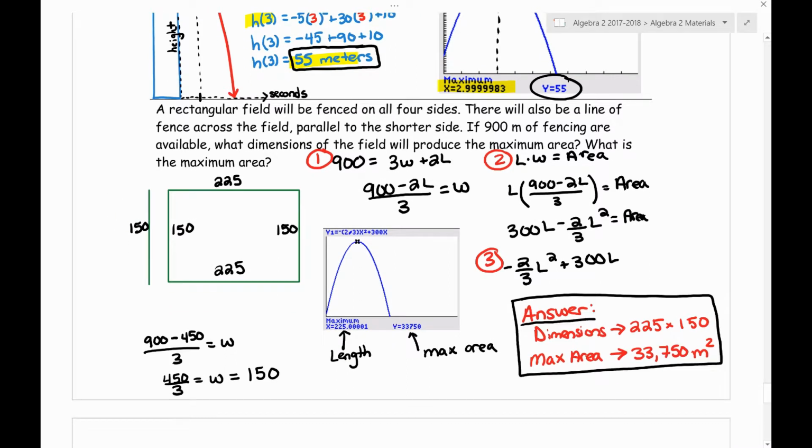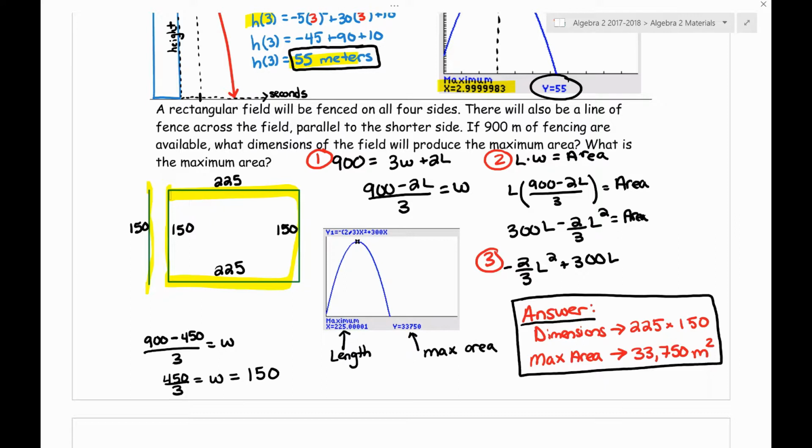Now, the next one, we have a rectangular field that's going to be fenced on all 4 sides. There's also going to be a line of fence across the field. So here's that extra line of fence. Okay, we've got the fencing here, here, and here. And I want to know the dimensions of the field that are going to give us the maximum area, and I want to know what that maximum area is.